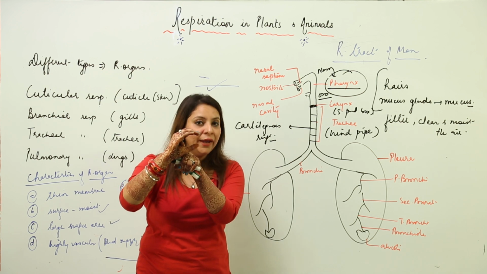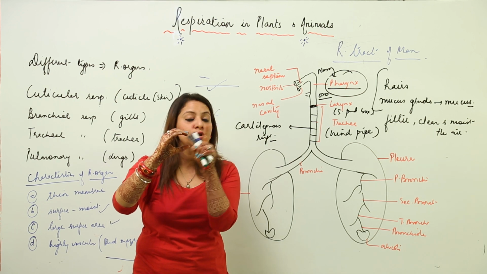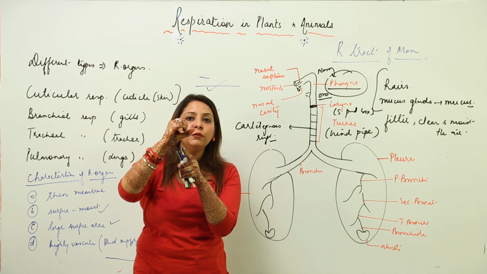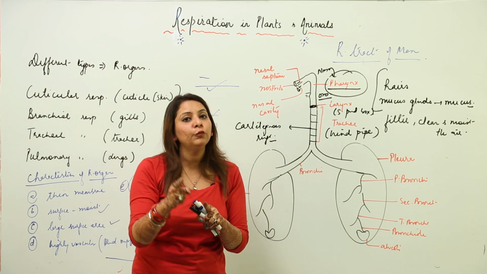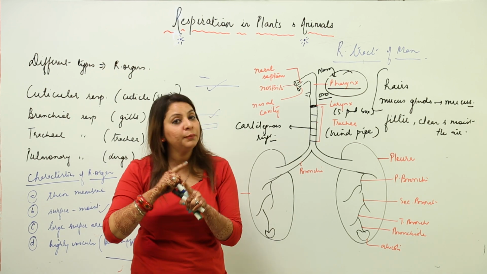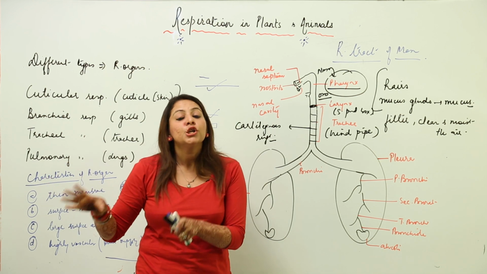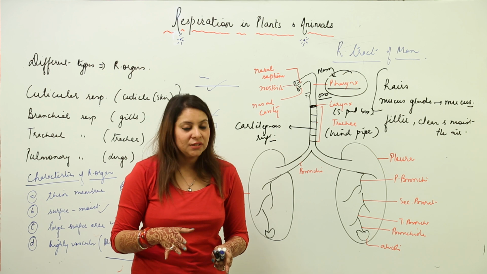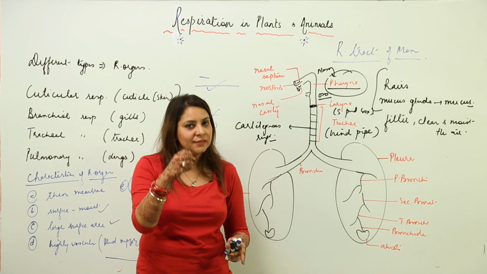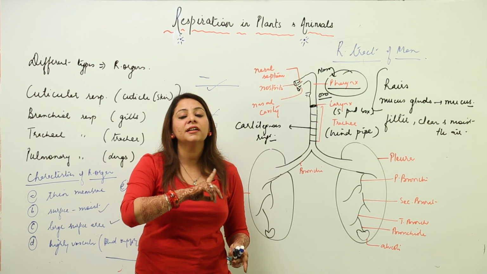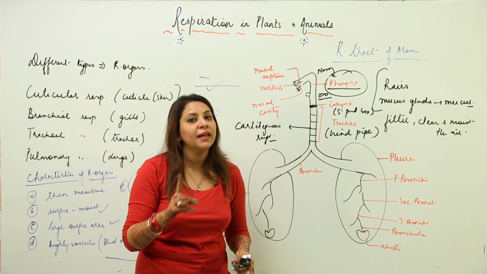Because if there is no air and if there are no rings, there might be a chance that the tracheal wall may collapse. And if the tracheal wall collapses, then you won't be able to respire, and the person will immediately die. So that is why we have cartilaginous rings which keep the tracheal wall stiff, so that it doesn't collapse when there is no air.